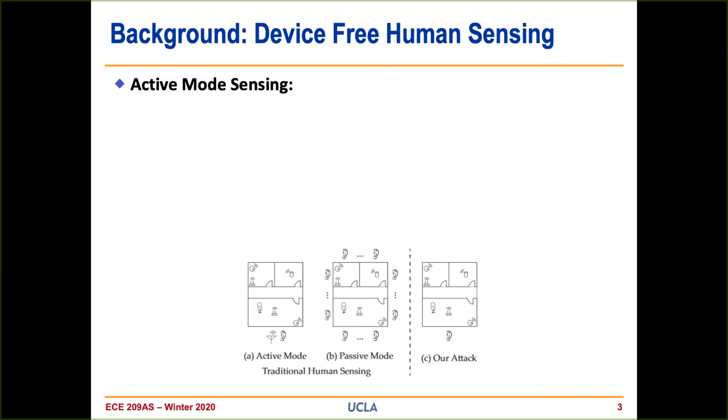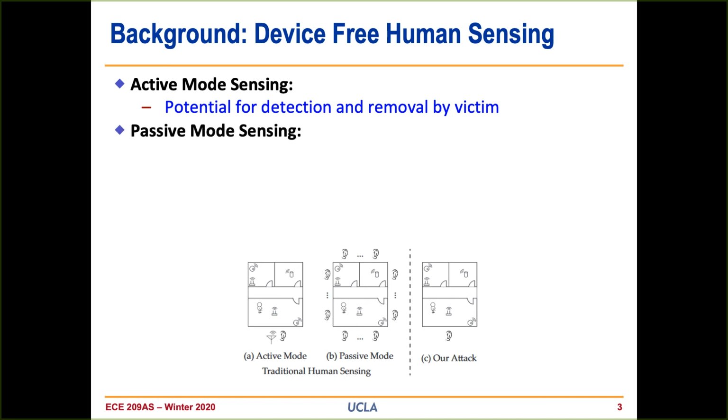Active mode sensing needs to transmit RF signals into the house to create a line of sight. This gives you the advantage of centimeter level precision on where people are located within the house, but it has one major disadvantage in that you can be detected, and then the sensor that you have can be removed by the victim, so your attack is thwarted fairly easily.